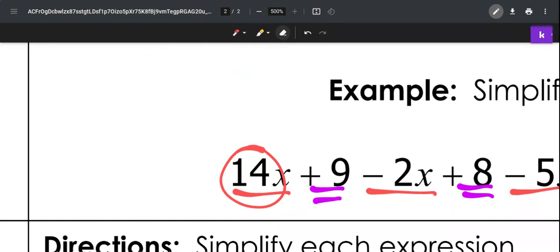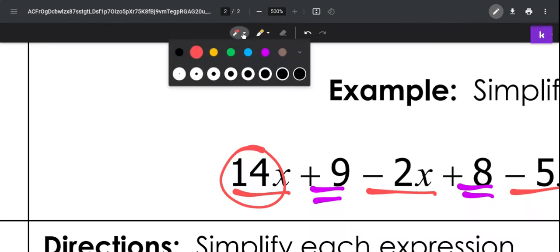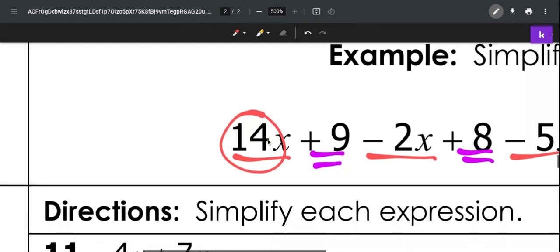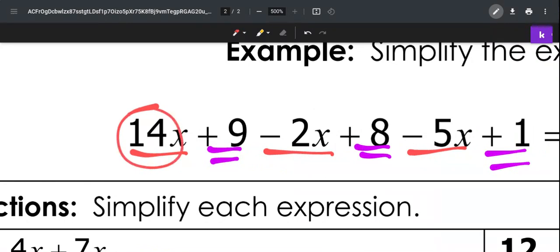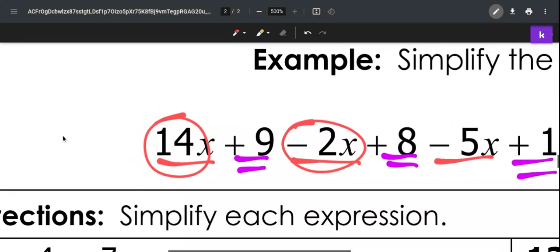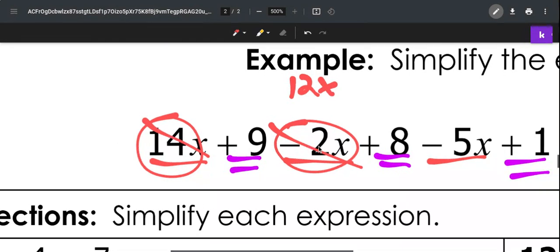So personally, the way I do it is this. I always think positive numbers are plus. Anytime I see a minus, that means minus. So once again, if we start this over, I'm going to start by saying 14x minus 2x. All right. Now, that's going to give me 12x. So what you can do is cross out what you've already done. So now that we've used those two, we can cross them out.